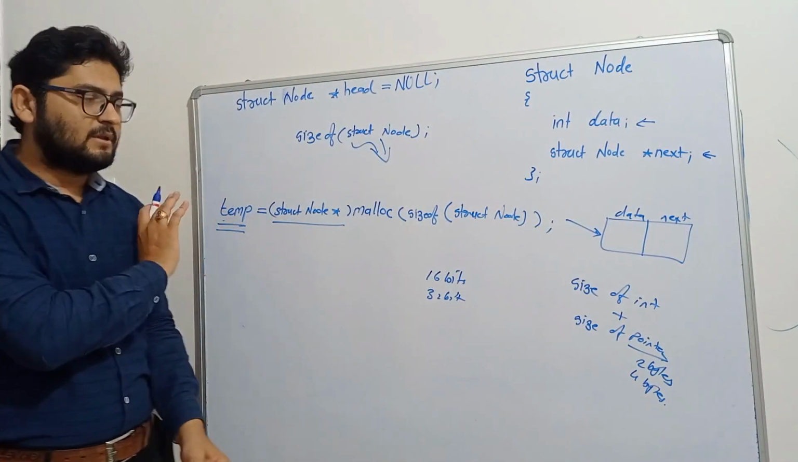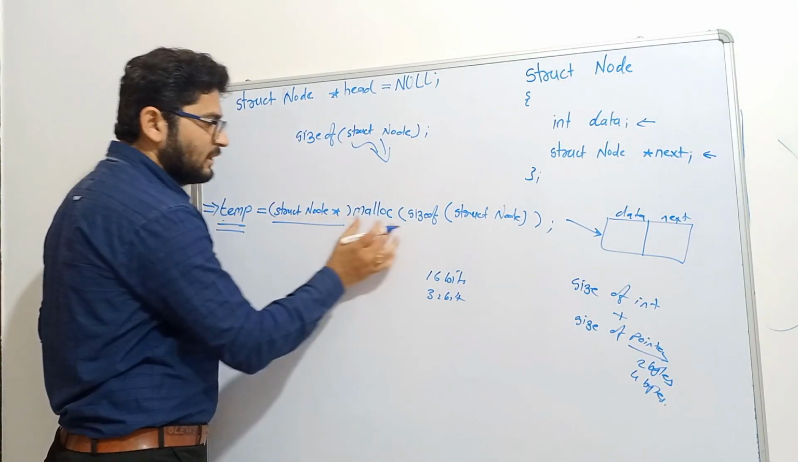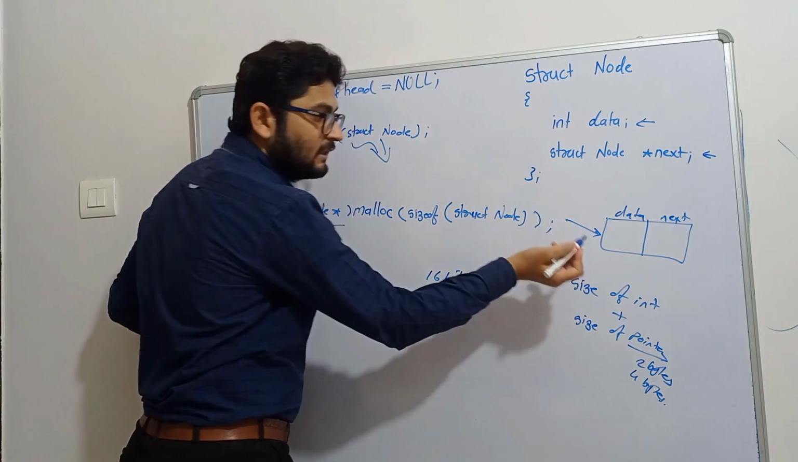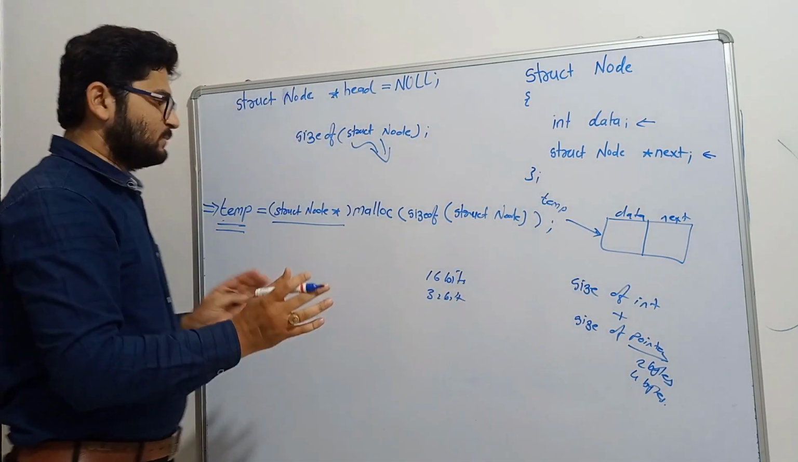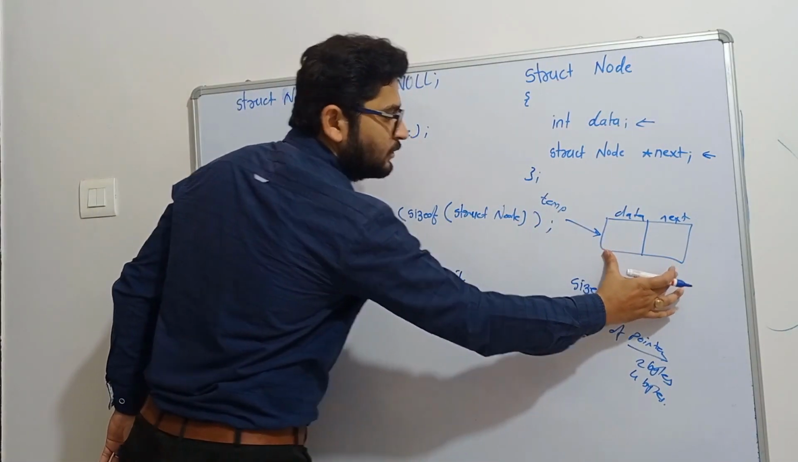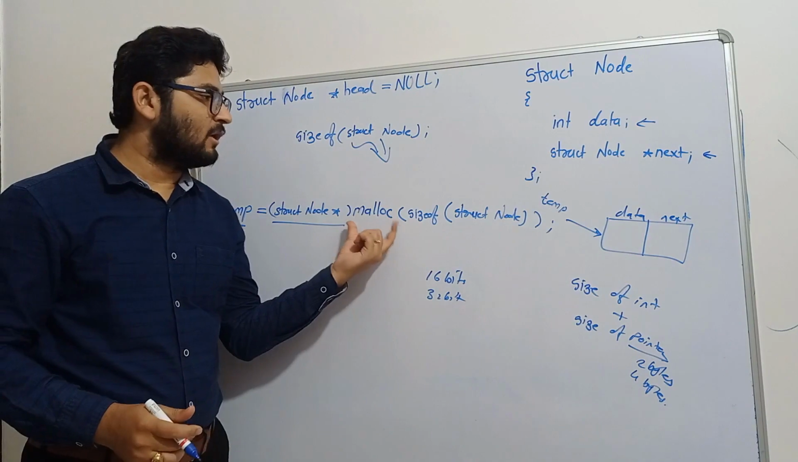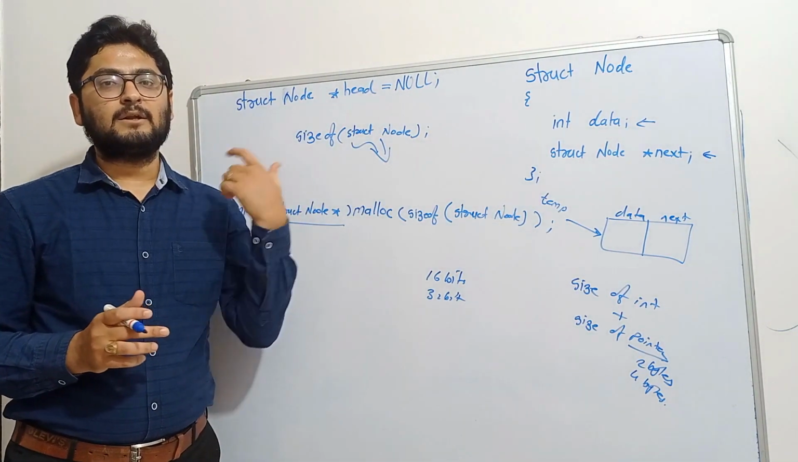That is nothing but a temporary pointer. Okay, so in this line, what will happen? This malloc will create the block and it will return the pointer, and we are storing that pointer in the temp. So that means this complete line means this temp is going to point to this new block created by malloc just now. So in this way, malloc can be used for creating the node.